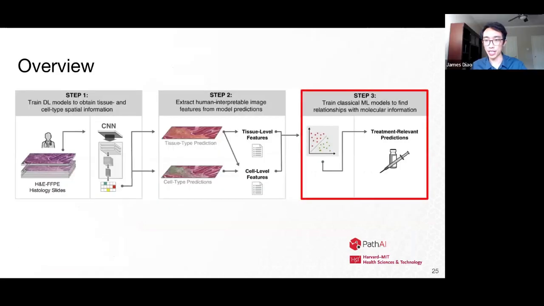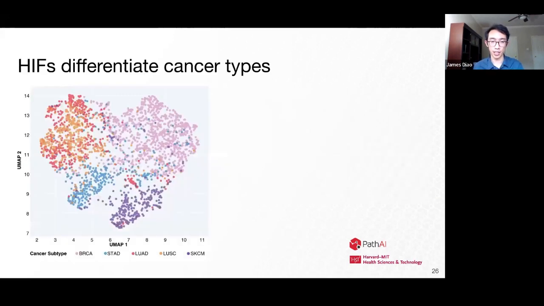So now we can talk about step 3, which is training ML models to find relationships with molecular information. But maybe before we do that, we can also just look at the HIFs that came out of step 2 and their distribution and what they can tell us, and whether they're actually real. This is the dimensionality reduction using UMAP of all the different slides that we have. They're colored by the cancer type, and you can see it stratifies quite well.